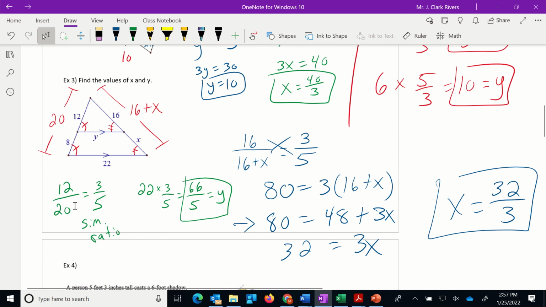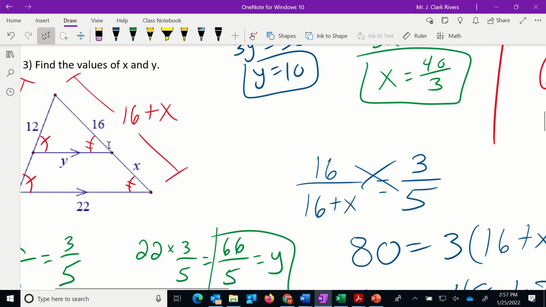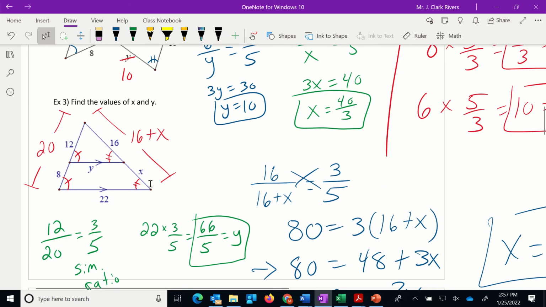Questions on that? The hard part here, a couple things. One, realizing that 16 corresponds to 16 plus x. A lot of people try to say 16 corresponds to x. Don't do that. 16 corresponds to this entire side, which is 16 plus x. We got to use that distributive property when we cross multiply there.